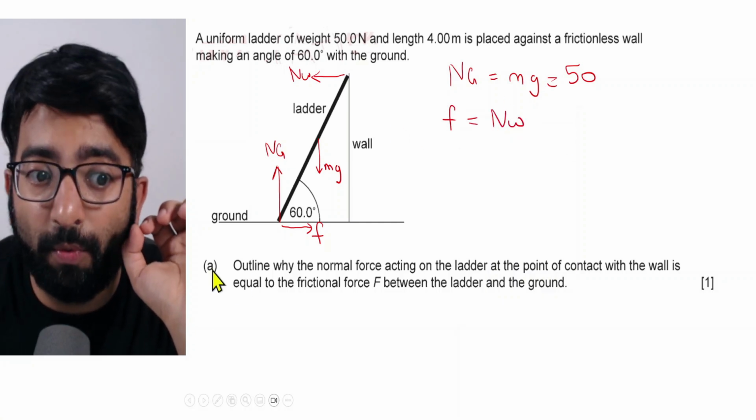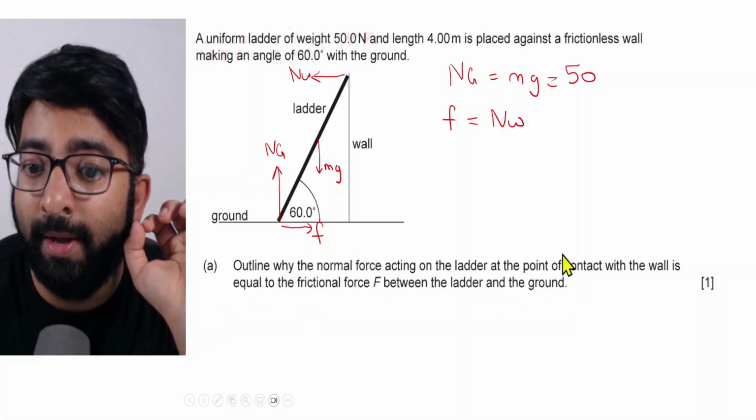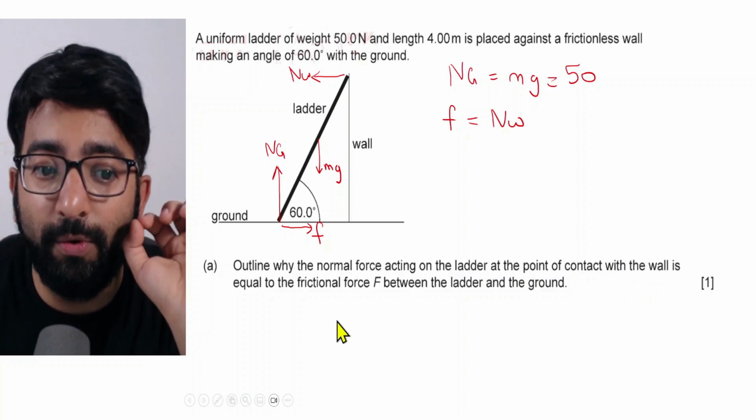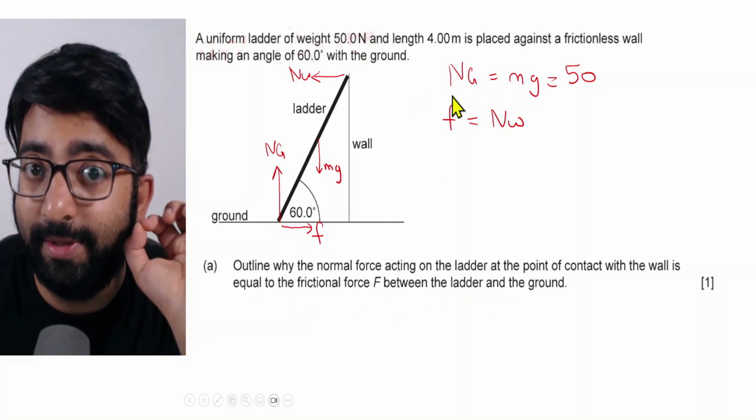And this is what we were supposed to prove in part A, which states that the normal force acting on the ladder at the point of contact with the wall, that is Nw, should be equal to the frictional force between the ladder and the ground, that is F.